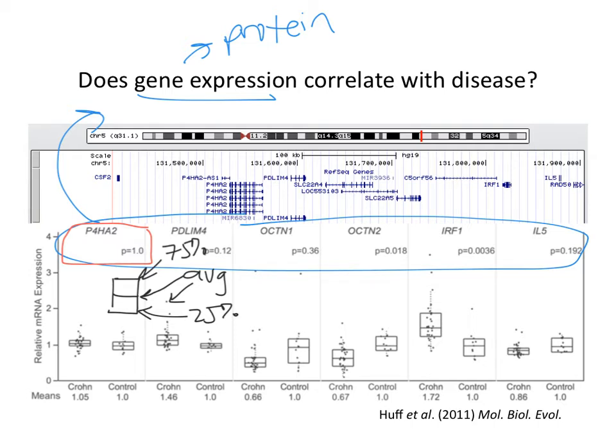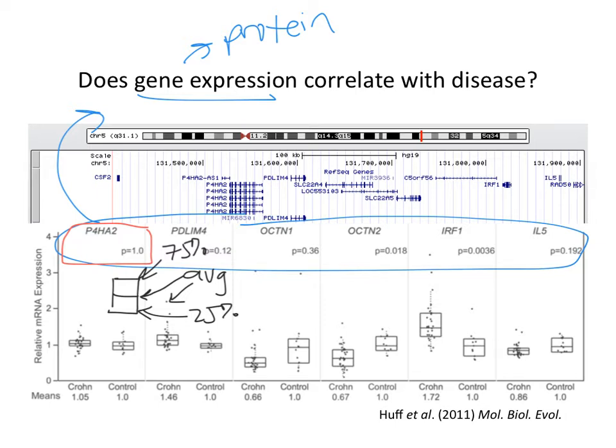So IRF1 looks like there's a big difference. If you've got Crohn's disease, you make a lot more of this protein than you do if you're an unaffected individual. So, punchline, IRF1 is the gene where there's a mutation that causes susceptibility to Crohn's disease. And this is how the scientists ruled out from those 8 genes that was the one that had a statistically significant difference. If you have Crohn's disease, you make more of this protein. If you don't have the disease, you don't make as much of the protein.